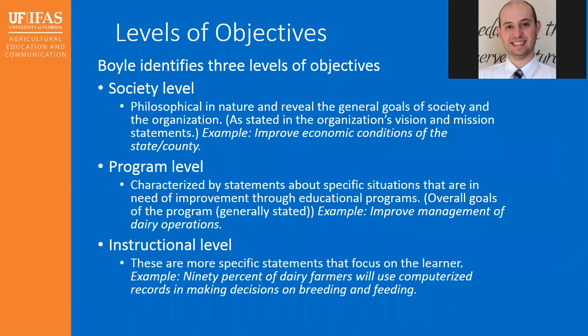Finally, there are instructional level objectives that are more specific statements that focus on the learner. So for example, 90% of dairy farmers will use computerized records in making decisions on breeding and feeding. You can see that there is a logical causal relationship between these objectives, meaning that if dairy farmers use the computerized records, they will improve the management of their dairy operations that will then improve the economic conditions.